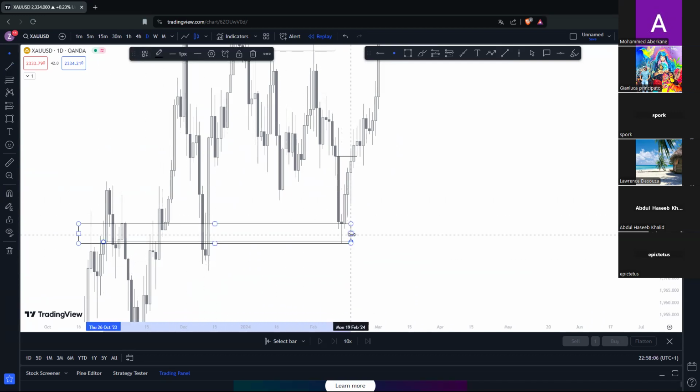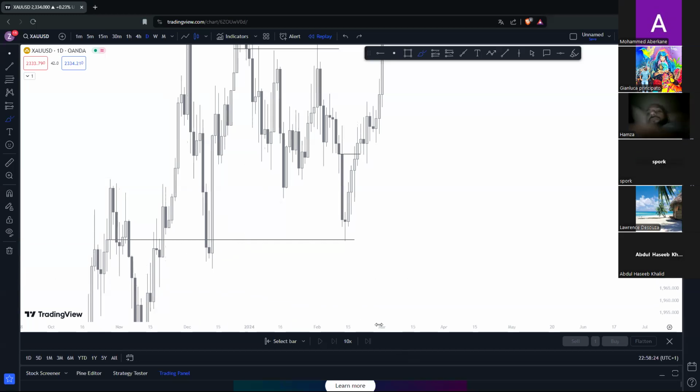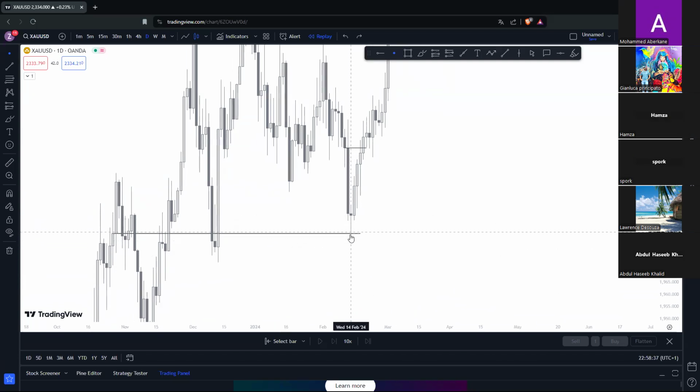Now let's see if it is a valid level. It touched it, so it got used once, twice, three times, four times, and this is the last time. The last time is actually always sharp, by the way. If you have a level that is used four times, expect the fifth time to be very, very sharp, even though you can't really predict how, because this could be a body closure, it could be anything. But here you have a daily rejection.